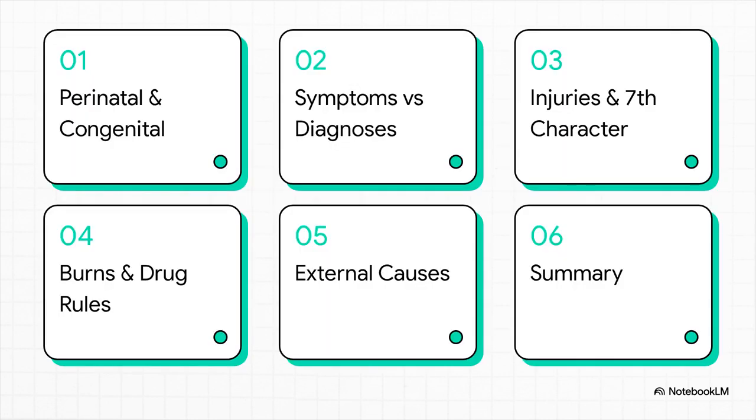Here's our roadmap for today. We're hitting perinatal and congenital rules, symptoms versus confirmed diagnoses, injuries and the 7th character, burns and drug rules, external causes, and then wrapping up with a quick summary.